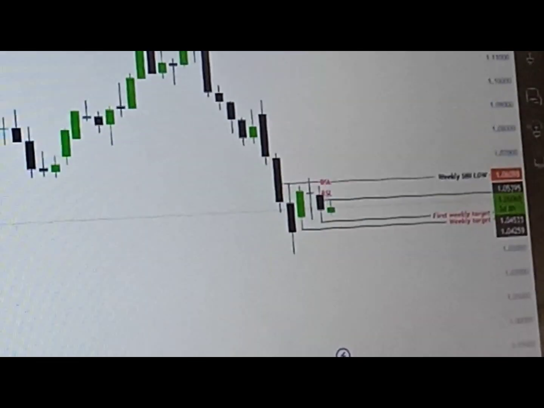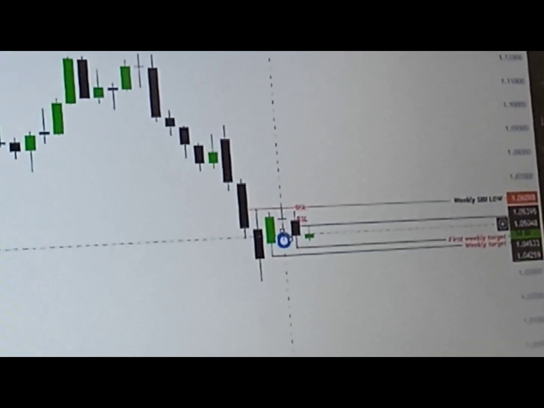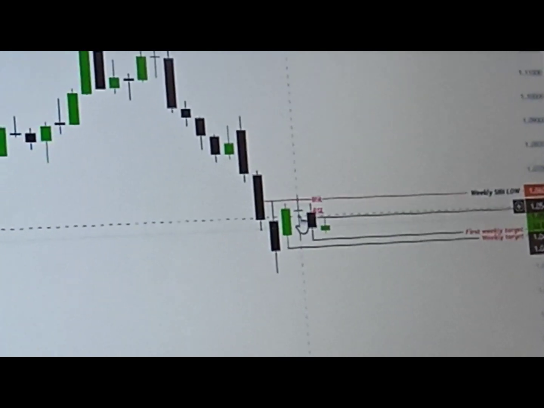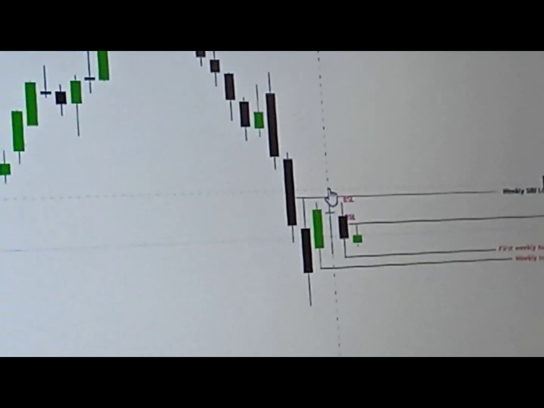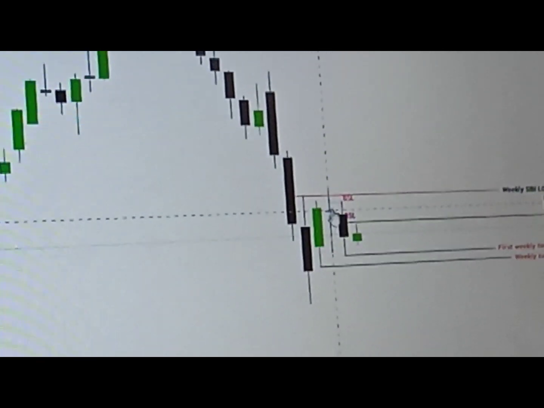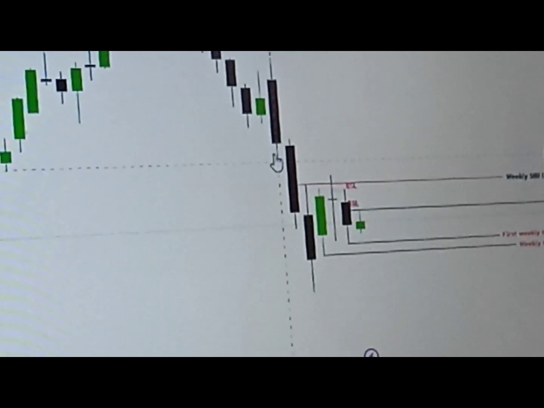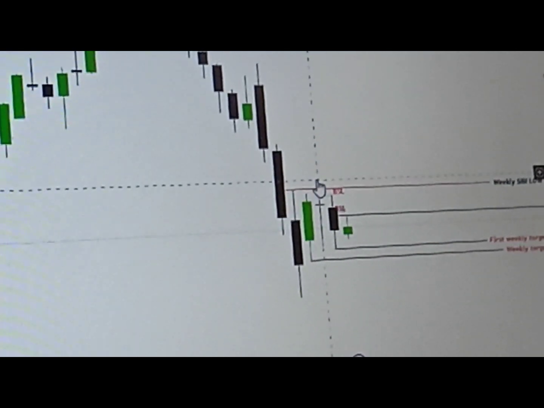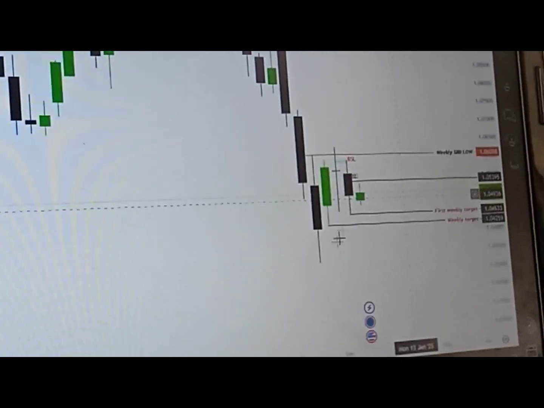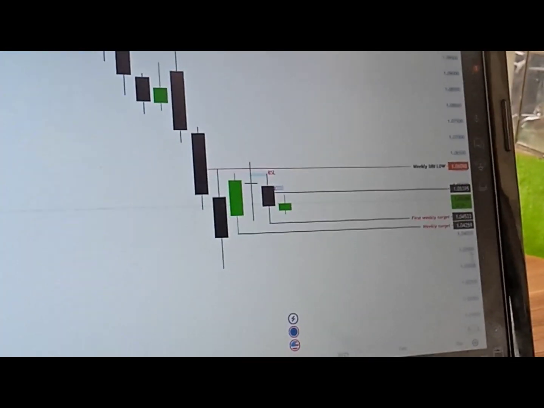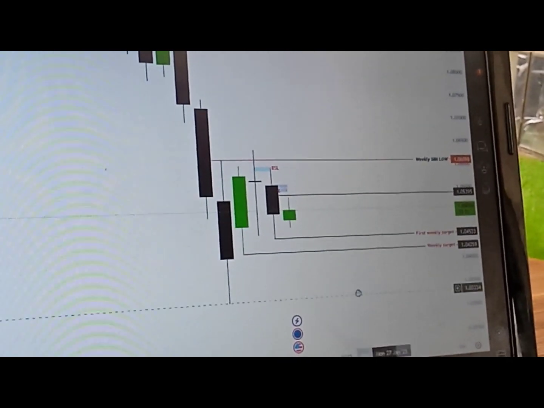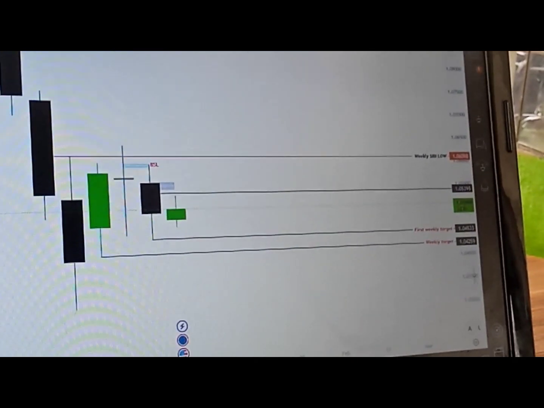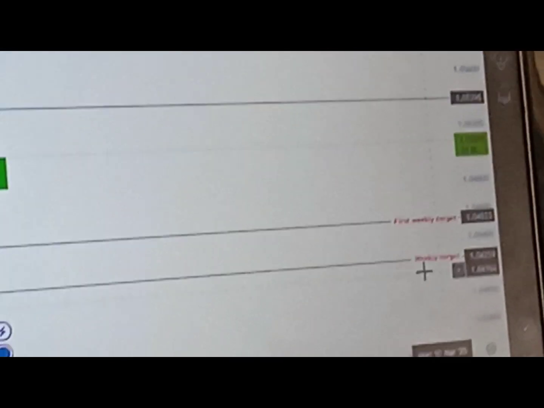So what happened was, I think this was last 3 weeks. Yeah, last 2 weeks rather. I actually predicted that it would use this FVG, and then this FVG would serve as resistance to push price down. And you can see price is already going down. So this week, what I'm expecting is for the weekly candle to take out this low here, which I tagged as the first weekly target.